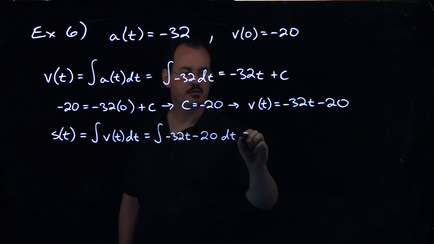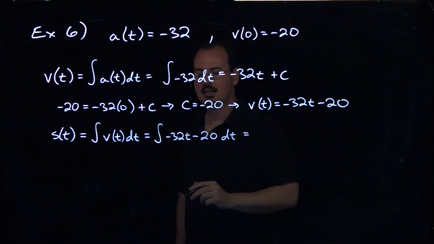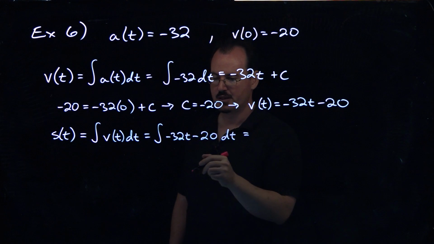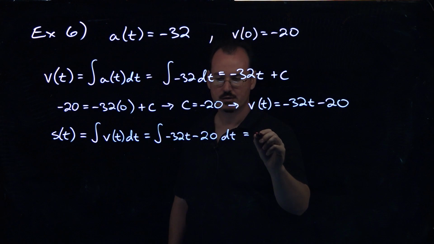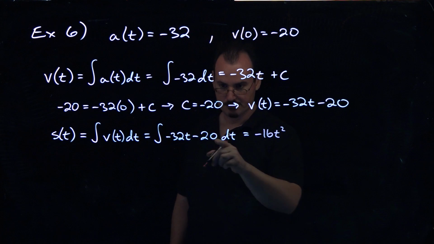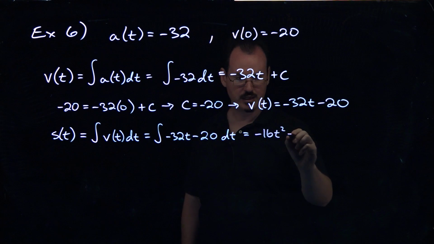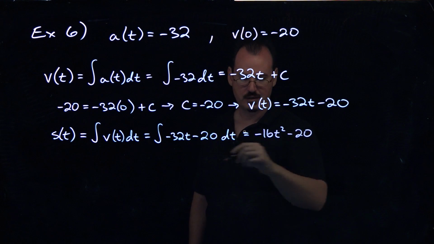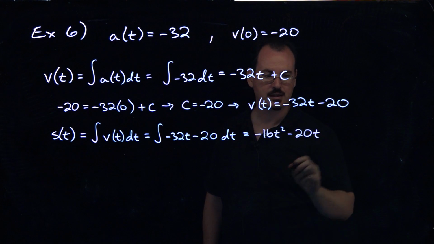The antiderivative here, we use the power rule. I'm going to raise the power by 1. The power is 1, it's now going to become 2. And I'm also going to divide by that power. So I'm going to get minus 16 t squared. Now here I'm going to have minus 20. The antiderivative of a constant is just that constant times t.